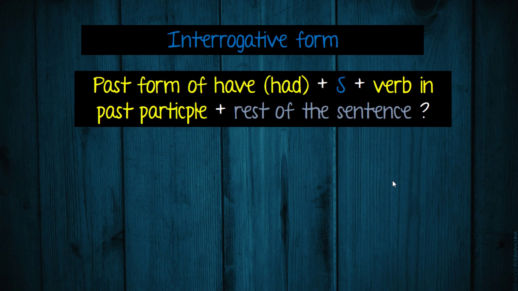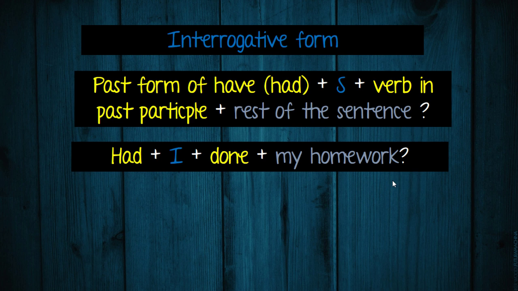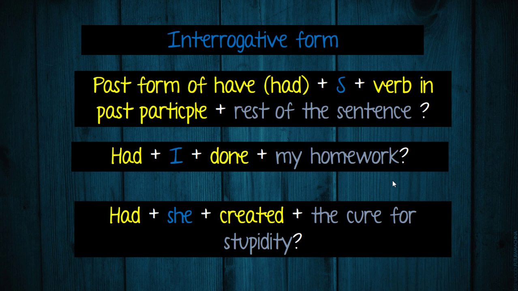Interrogative form. Past form of have plus subject plus verb in past participle plus rest of the sentence. Como siempre cambiamos entonces el orden de las cosas. Had plus I plus I had done plus my homework. Had I done my homework? ¿Había hecho mi tarea? Had she created the cure for stupidity? ¿Había creado ella la cura para la estupidez? You see? The same as usual. Lo mismo de siempre. Good.